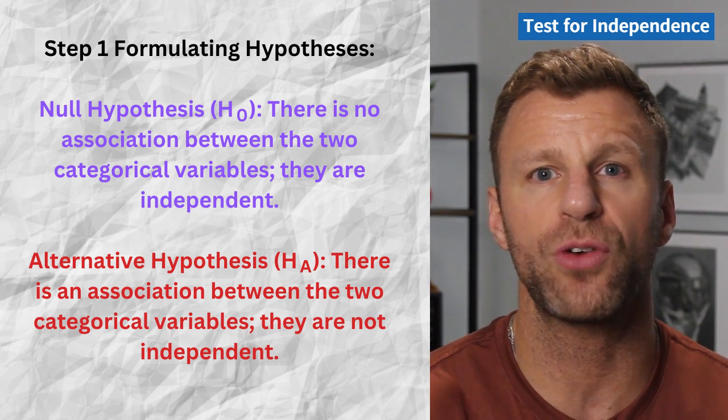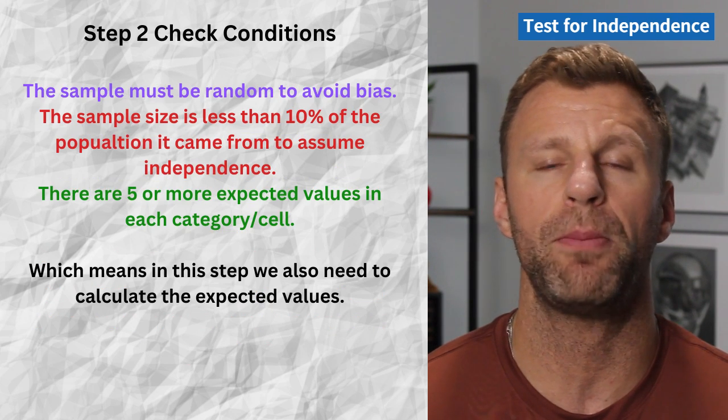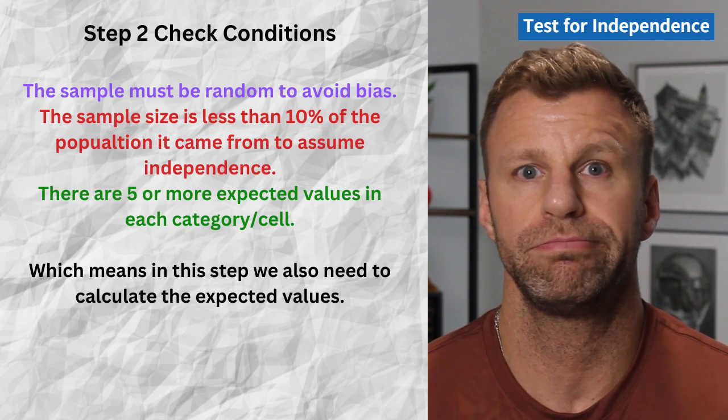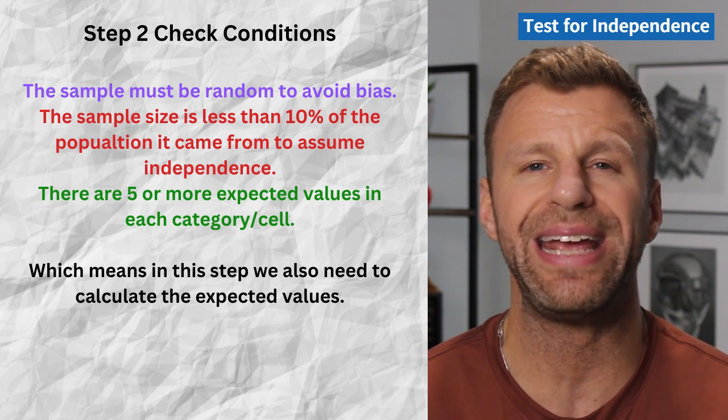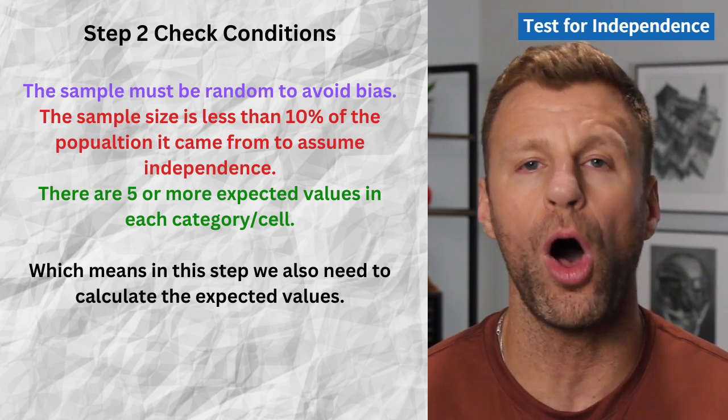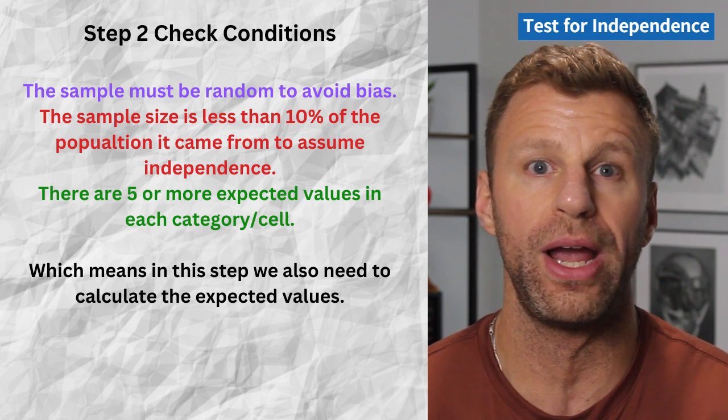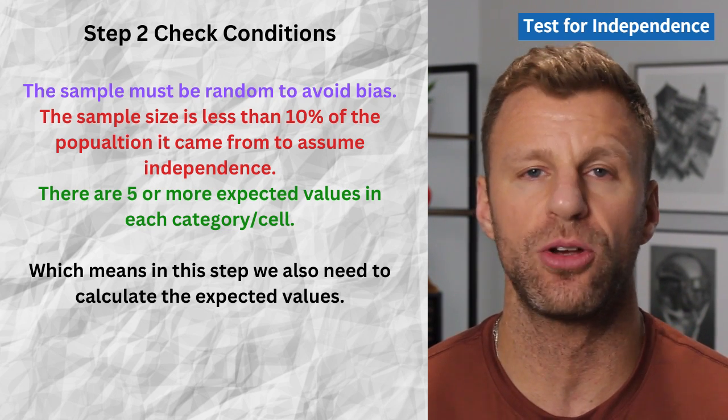Now the next step is of course checking the conditions. The sample must be random to avoid bias. The sample size must be under 10% of the population. In every expected count also must be 5 or greater. So let's talk about how to get those expected counts.